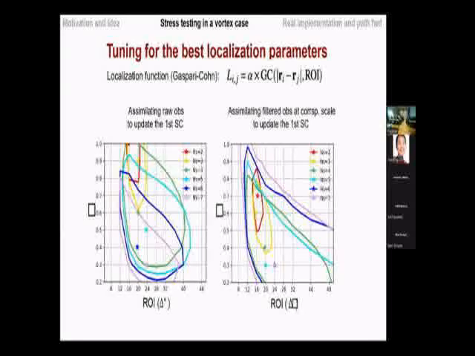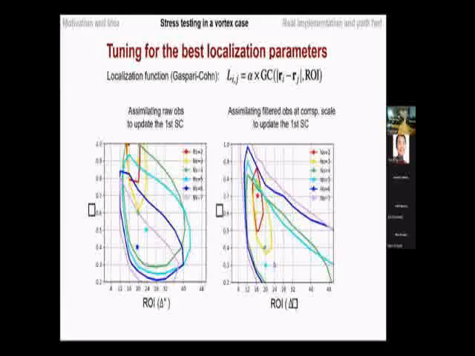On the left-hand side, we are simulating raw observation to update the first scale component. You find that as the scale gets larger and larger, first alpha gets reduced. This is because I have a larger and larger scale mismatch between the observation and the model state at large scale. You also have a little bit of a shift to the right. So as the scale gets larger, I have larger and larger localization distance that I can use because the underlying physical correlation is getting larger and larger.